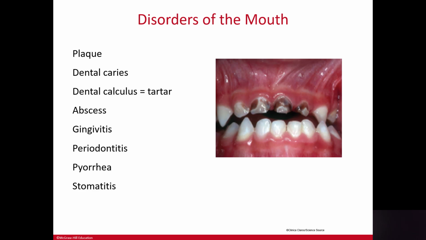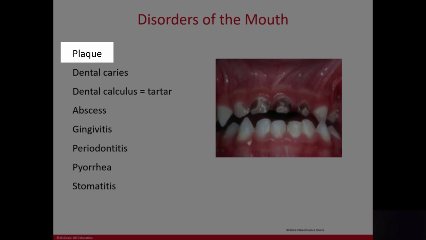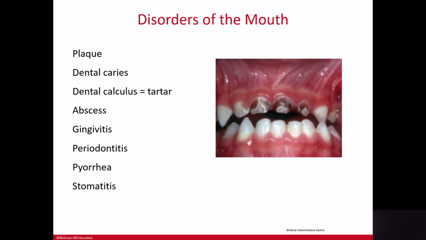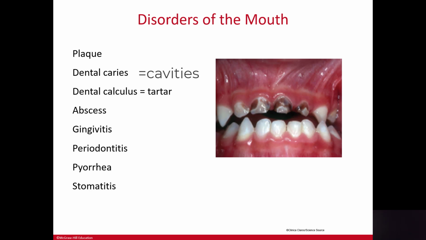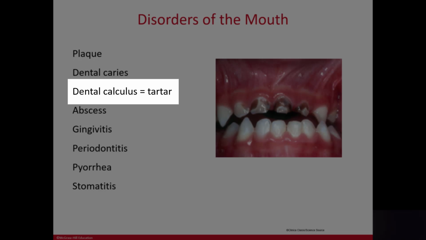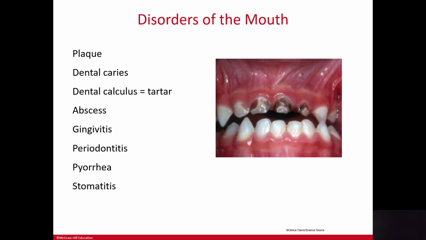Okay, so let's look at some disorders of the mouth. Plaque refers to a collection of microorganisms or their products. So you've probably heard of plaques before. Plaques can lead to dental caries, which is just what we commonly refer to as a cavity. Dental calculus, you don't think of calculus like math. Dental calculus, a calculus refers to a stone or a crust of some kind. This is the medical term for tartar, or the crust buildup on the teeth, which is basically calcified deposits.